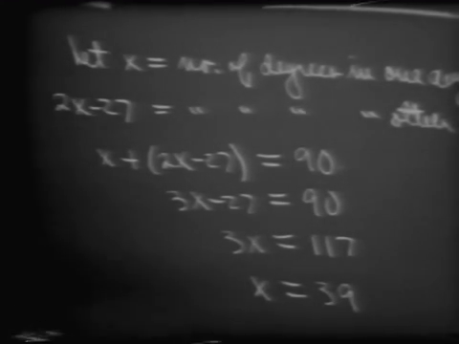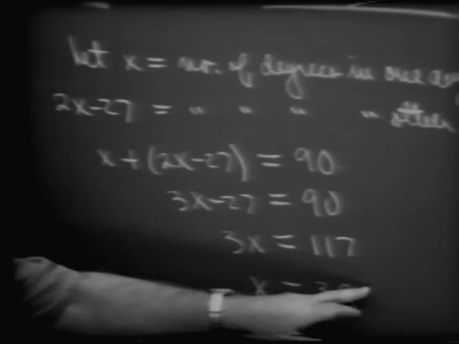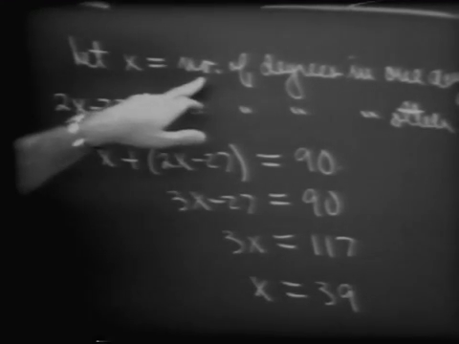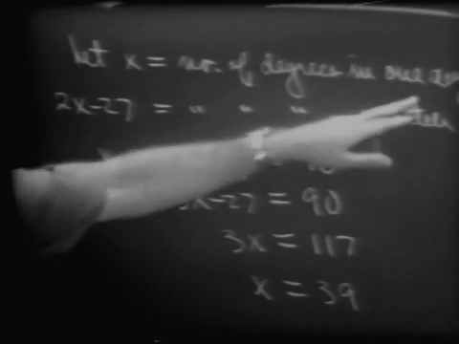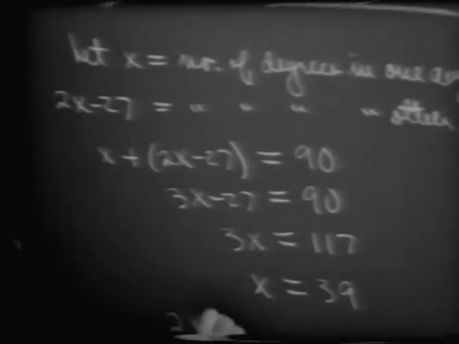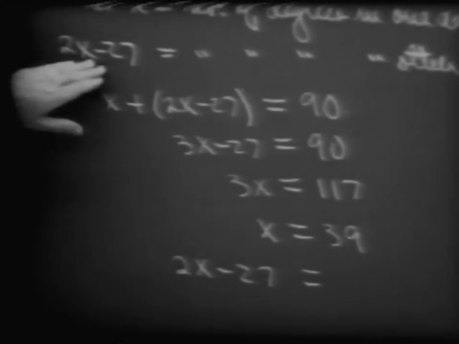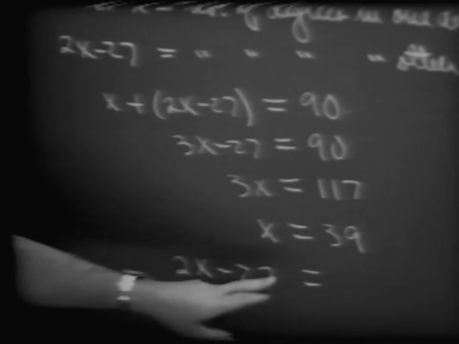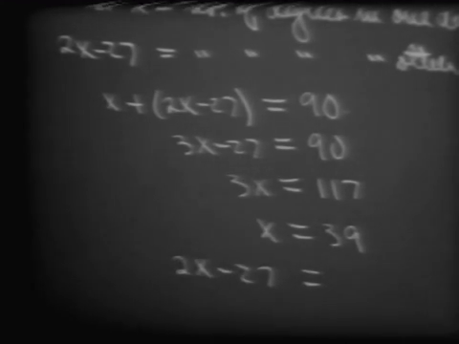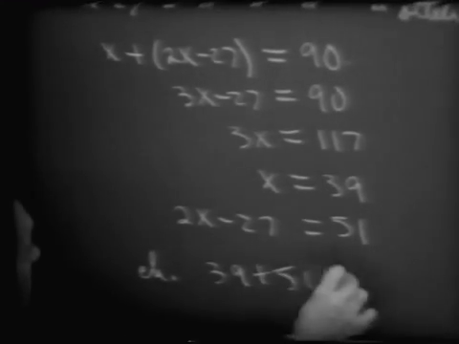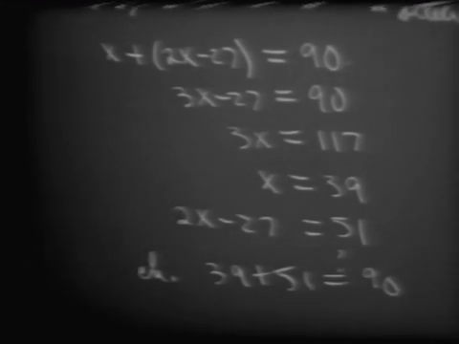Now, notice I'm not going to put a degree symbol here. X is a number, which indeed says the number of degrees in one of the angles. Now let's indicate what the other number is. So there we have 2x minus 27 is the degree measure of the other angle. Twice 39 is 78, less 27 is 51. So the other number is 51. Now, let's write our check right here. Is 39 plus 51 equal to 90? Is our question.